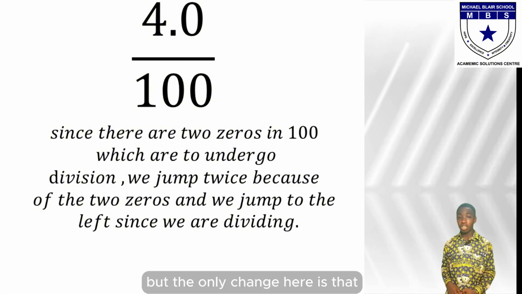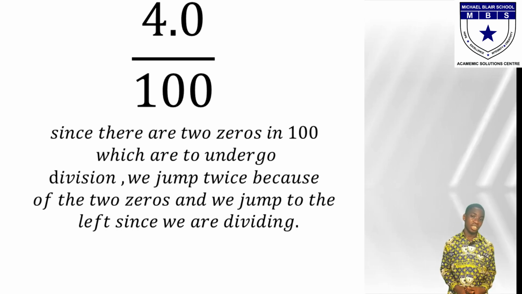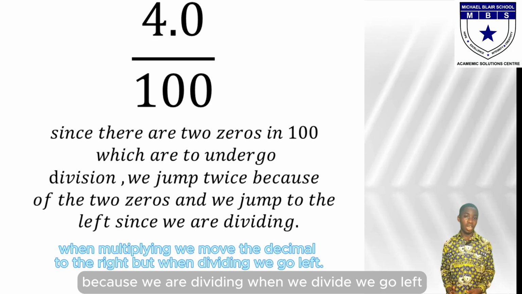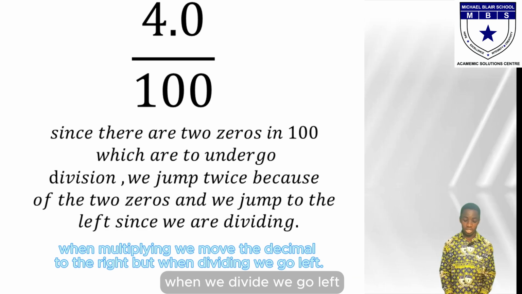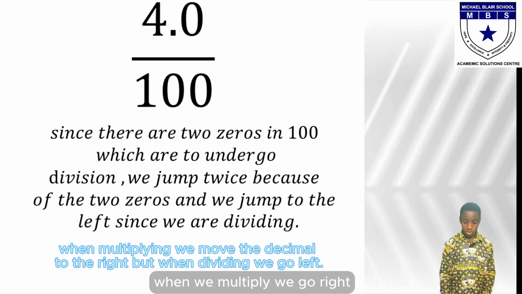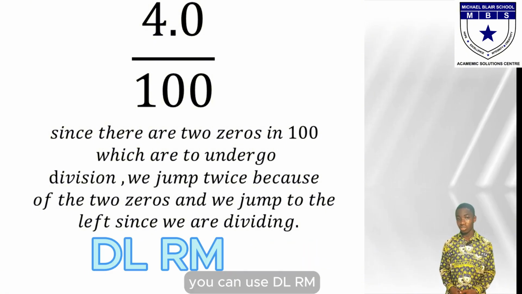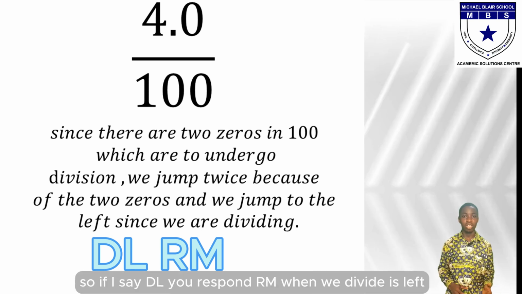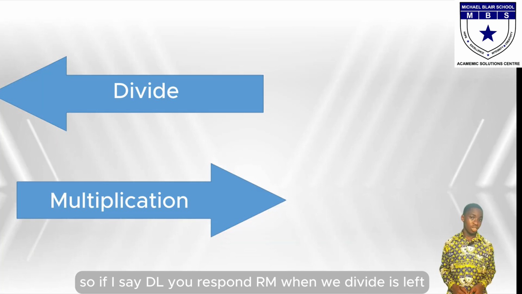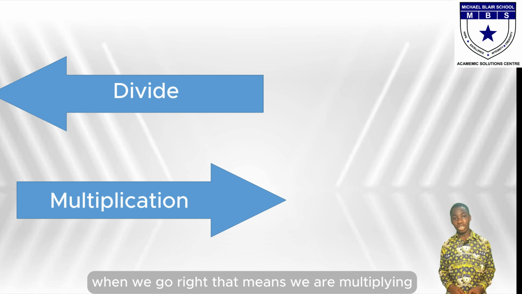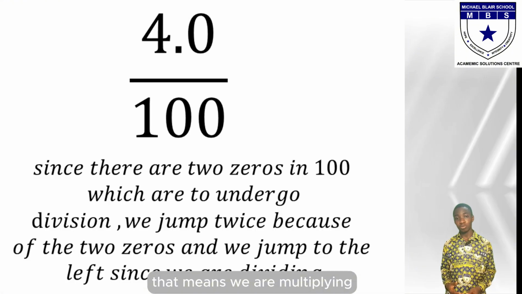But the only change here is that instead of jumping it to the right hand, we have to jump it to the left hand, because we are dividing. When we divide, we go left. When we multiply, we go right. And in order to remember this, you can use DLRM. If I say DL, you respond RM. When we divide, it's left. When we go right, that means we are multiplying.